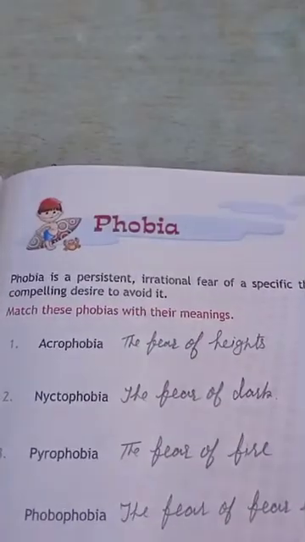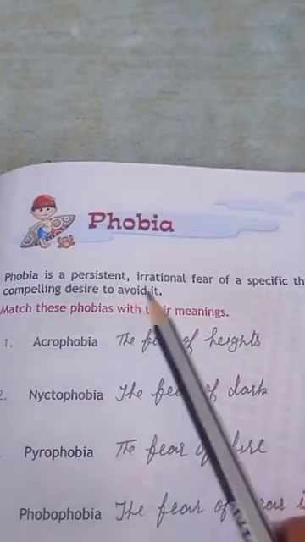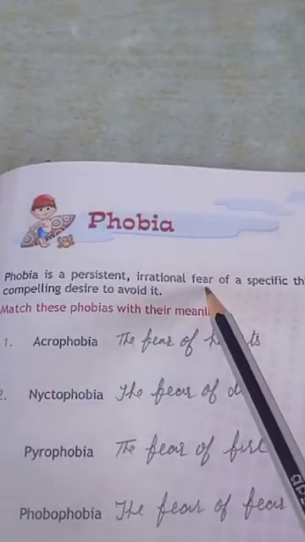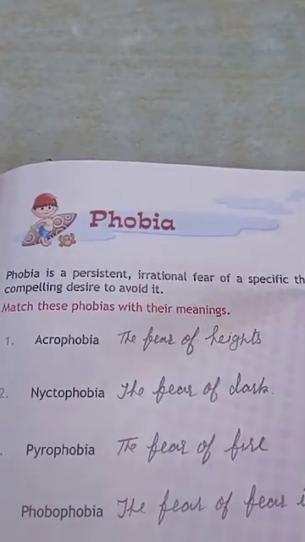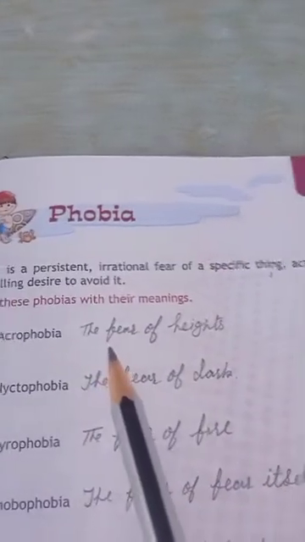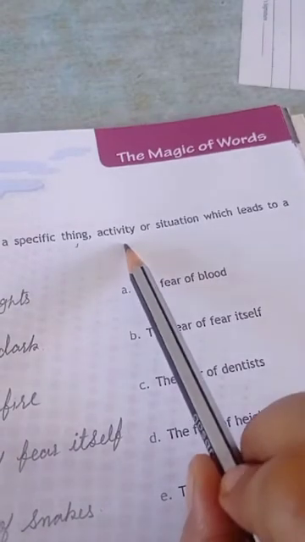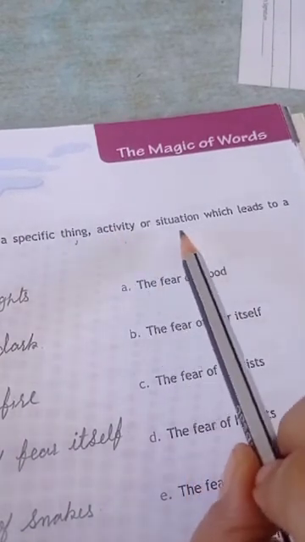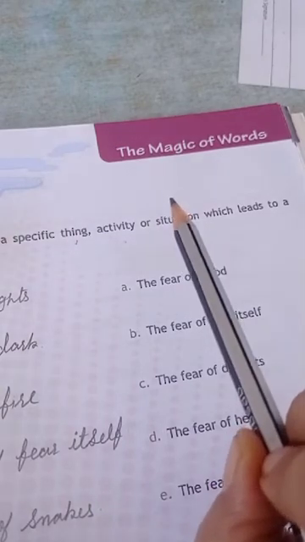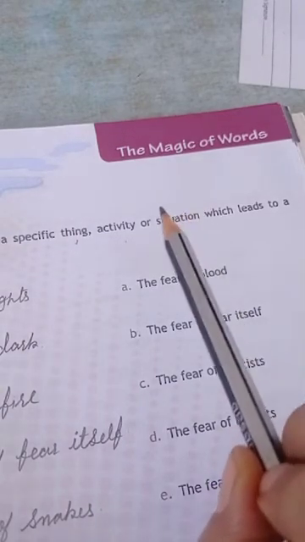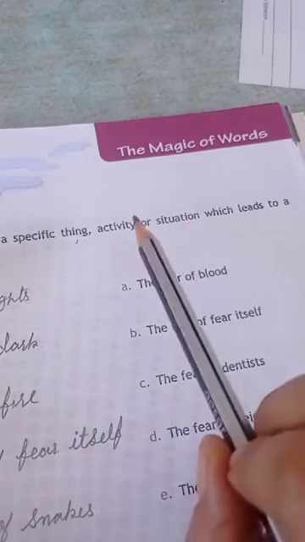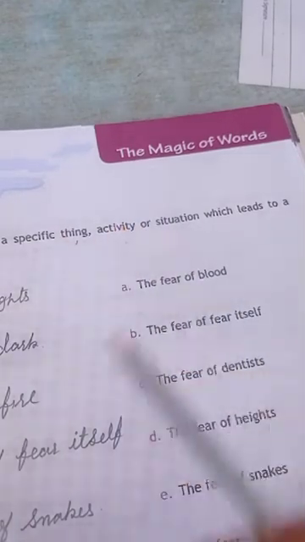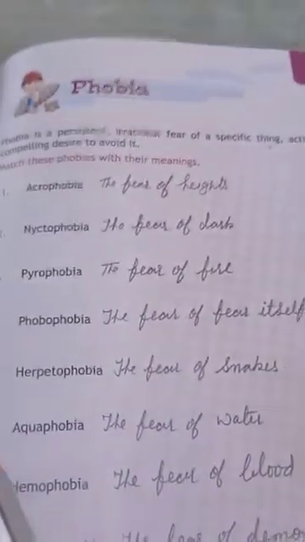What is a phobia? Phobia is a persistent, irrational fear. Fear of a specific thing, means you are afraid of something. Clear? Afraid of which thing? That is called phobia. You may be afraid of any activity, or a person can be afraid of a situation, sometimes of height, water, depth. Clear? So that is called phobia. In this chapter we will discuss different phobias.